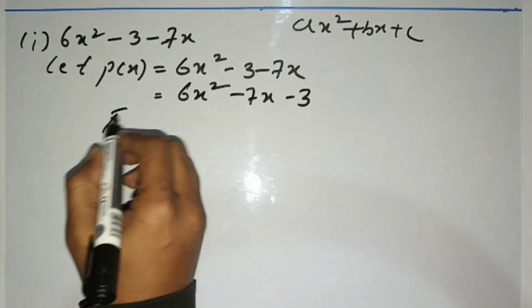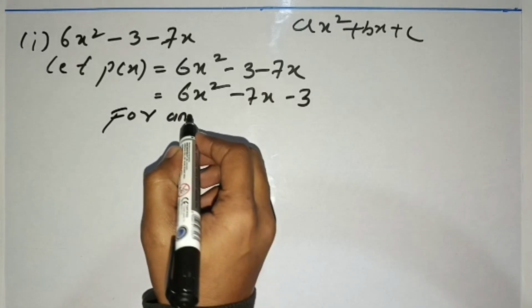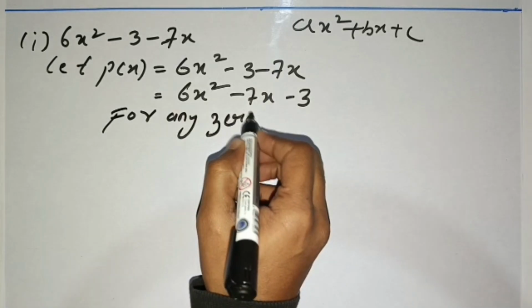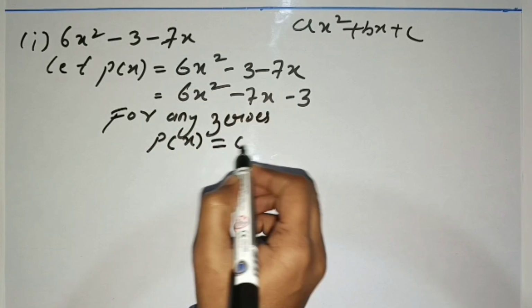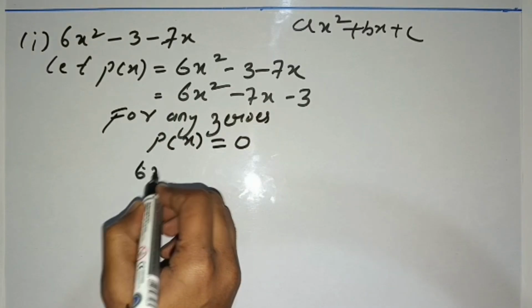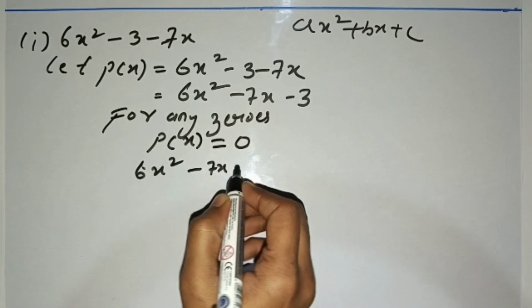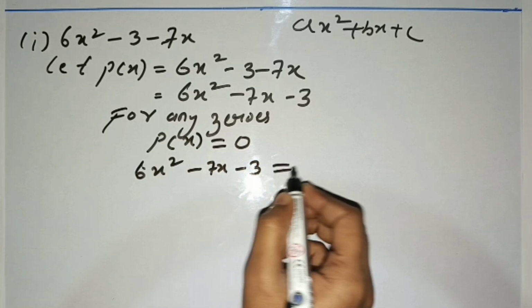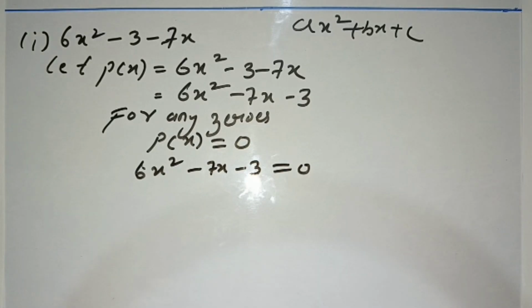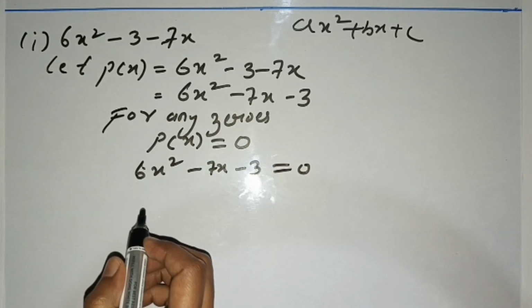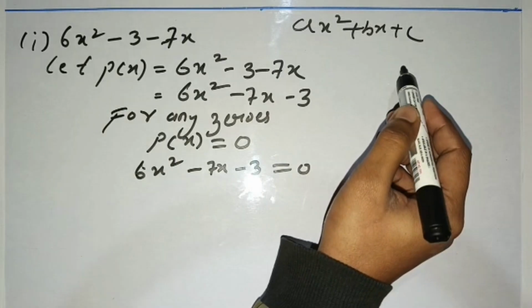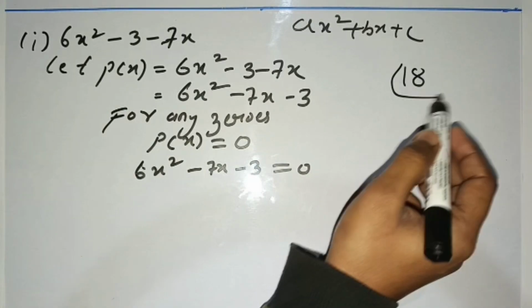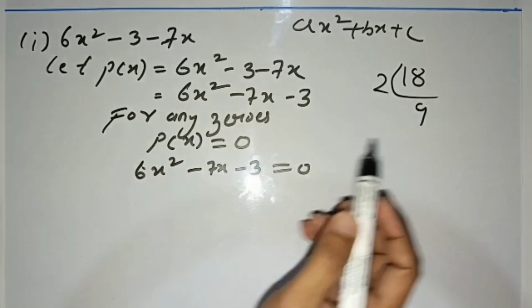Now for any zeros, p of x will be equal to 0. That means 6x square minus 7x minus 3 will be equal to 0. Right, after that, we will multiply 6 and 3. So 6 times 3 is 18. The 2 nines are 18.